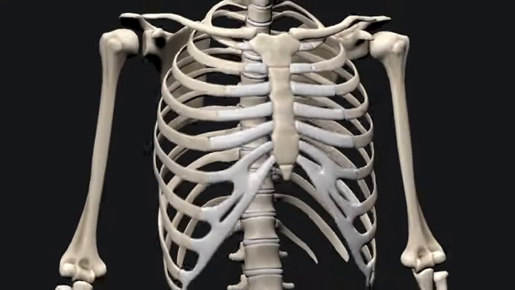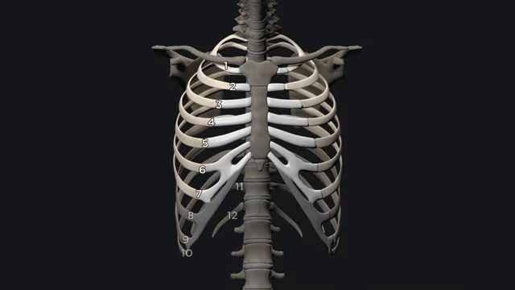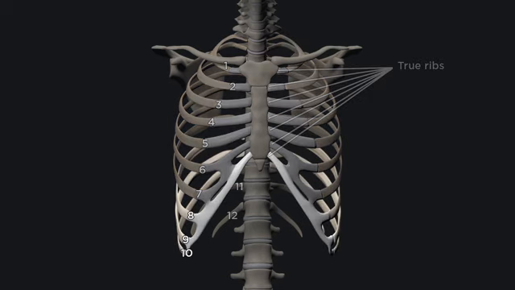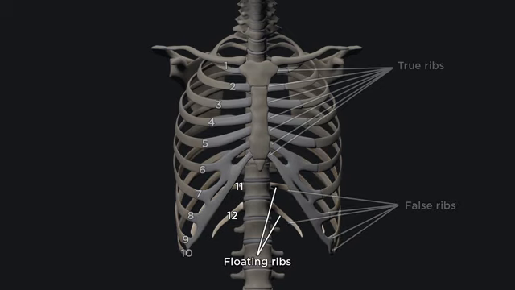The first 7 pairs of ribs have their own costal cartilages that attach them to the sternum, so they're called true ribs. But rib pairs 8, 9, and 10 usually borrow the cartilage of rib 7 to reach the sternum. And rib pairs 11 and 12 don't attach to the sternum at all. For this reason, pairs 8 through 12 are known as false ribs, and pairs 11 and 12 are subgrouped as floating ribs.